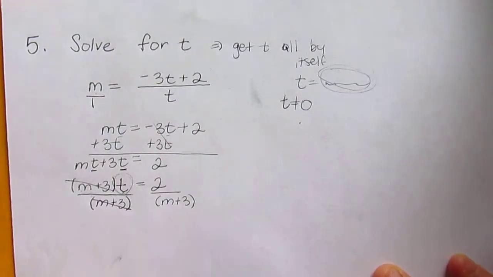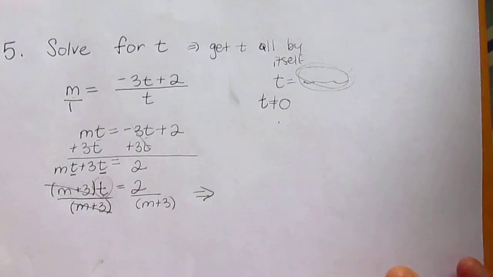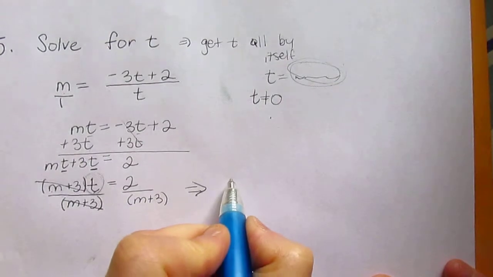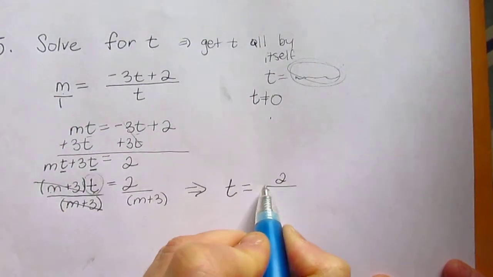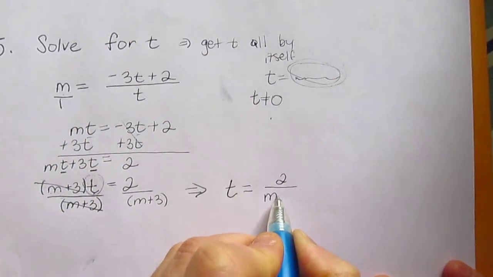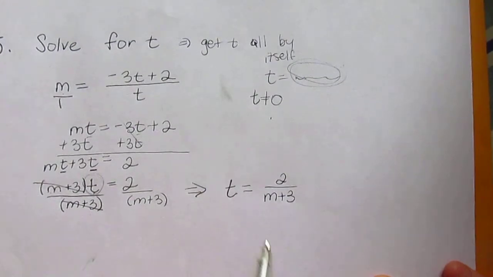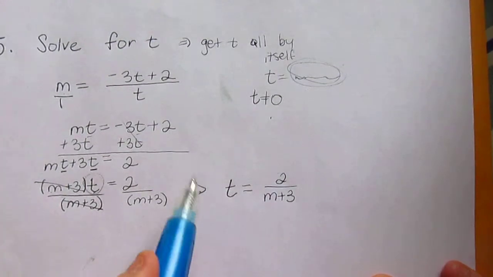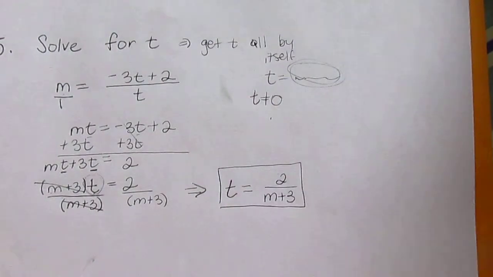Okay, looking good so far. Let's move on over here. Okay, what do we have on the left hand side? Oh, I think we're done. We have t on the left hand side, and on the right hand side we have 2 over m plus 3. Do we have to keep the parentheses around it? No, because the division sign is an implied grouping symbol. So that's how you solve for t. It was a little tricky, but you get the idea.